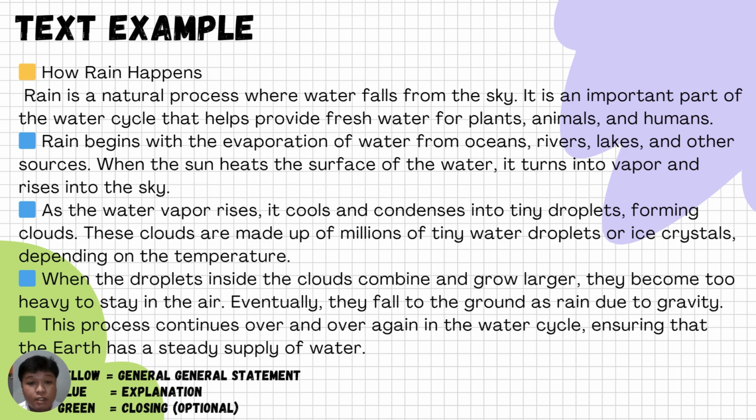When the droplets inside the clouds combine and grow larger, they become too heavy to stay in the air. Eventually, they fall to the ground as rain due to gravity. This process continues over and over again in the water cycle, ensuring that the earth has a steady supply of water. So, can you guys tell which one is the general statement?